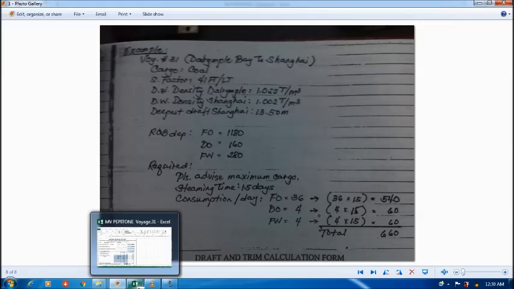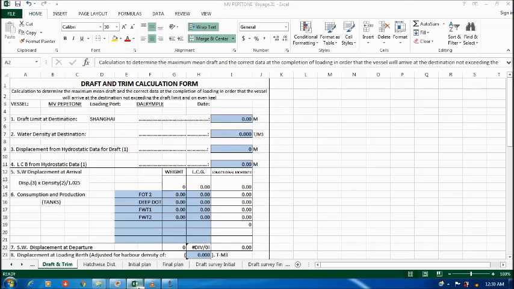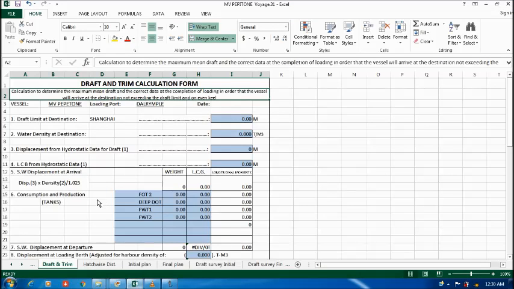Now we will proceed to our calculation form. Before we begin, this draft and trim calculation form is used to determine the maximum mean draft and the correct data at the completion of loading, so that the vessel will arrive at the destination not exceeding the draft limit and on even keel.